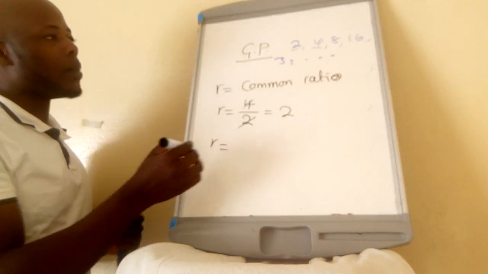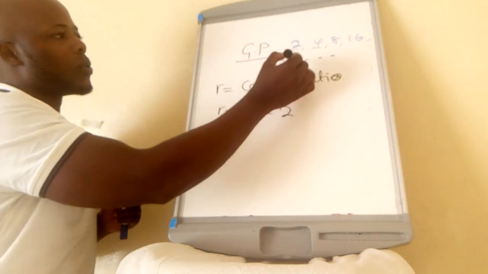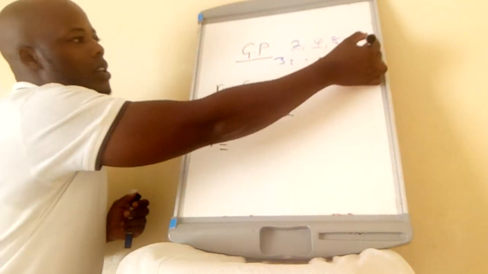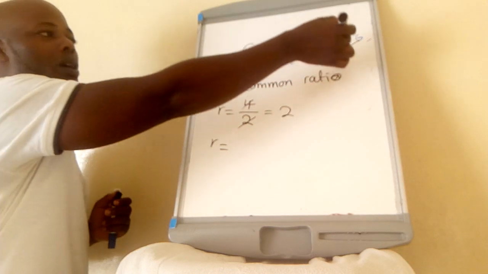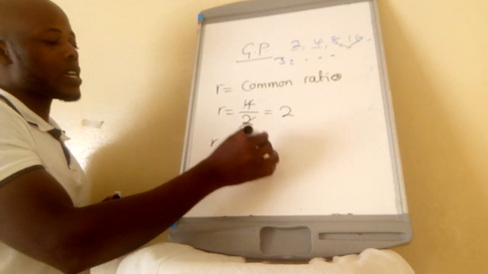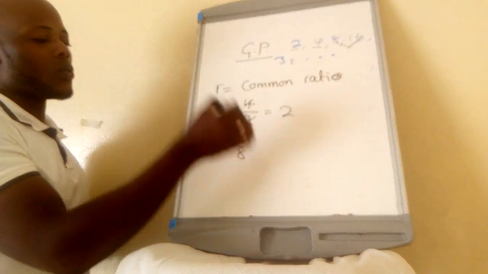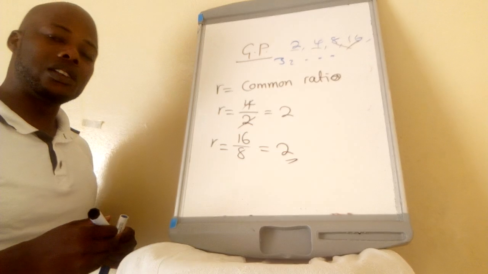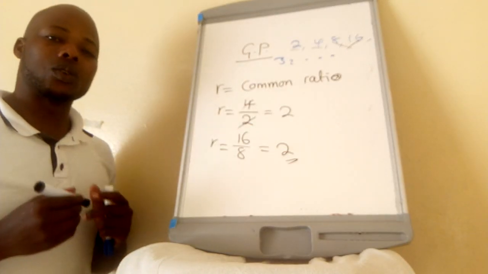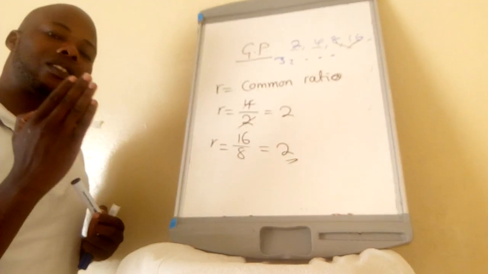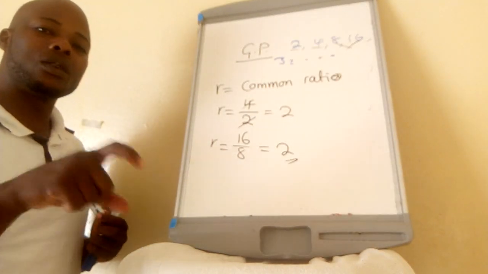So whichever two numbers you want to pick, you get the one which is to your right, divided by the one which is to your left. So in this case, we have 16 to my right, divided by 8, which is to my left. I'll find 2. So my R is 2. This is the common ratio we're talking about, and it's very important. This is what makes a GP be the way it is.